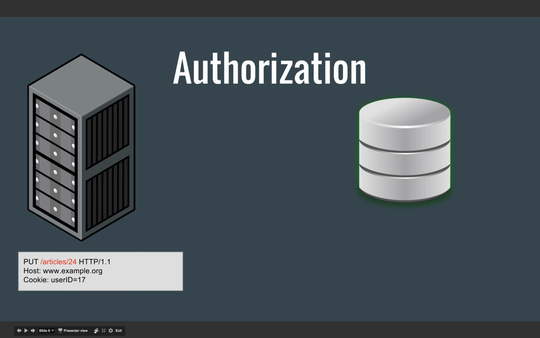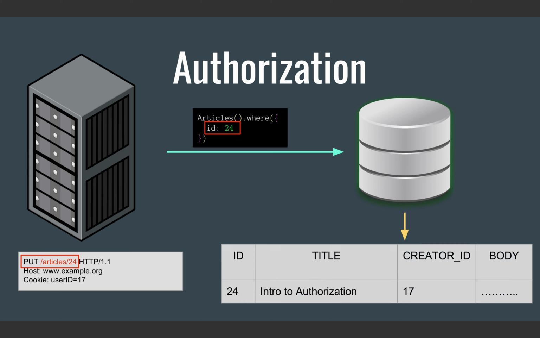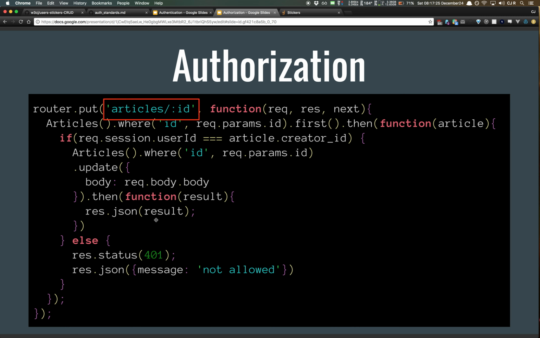So what we do is we now look in the database. So first, we find the article with that ID 24, just to see if it actually exists. Okay, we have found it. We now want to verify that the ID of the logged in user, in this case 17, matches the ID of the article that they're trying to make an update to. And in this case, it does, so we allow that action to happen. And so here's some sample code. We'll actually code it up.